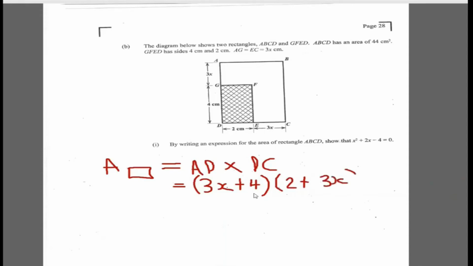So all we have to do now is expand. To expand this one, we have 3x times 2 is 6x. Then we have 3x times 3x, 3 times 3 is 9, and so we get 9x squared. And then we have 4 times 2, which is 8, plus 4 times 3x, which is 12x.